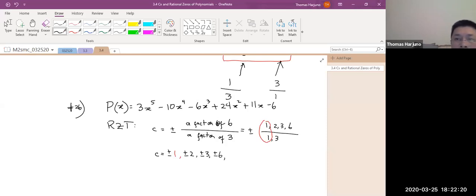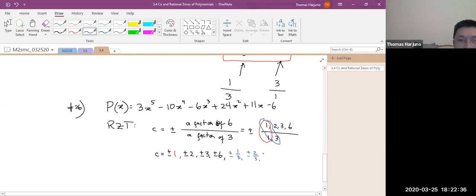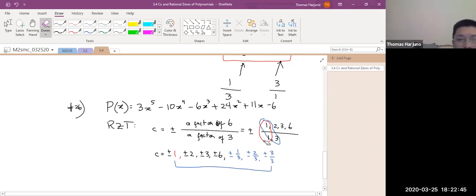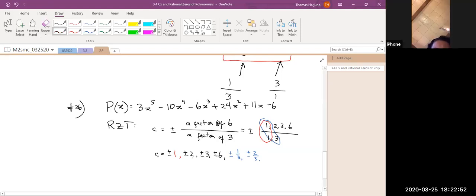Oh, great. Now then, what happens if I do over 3? So I have 1 over 3, and then 2 over 3. Now 3 over 3, that's 1, which is the same. We already have it, right? So I will erase that, okay? And likewise, 6 over 3 is 2, which I also already have.